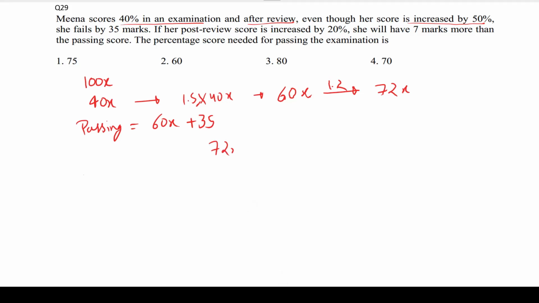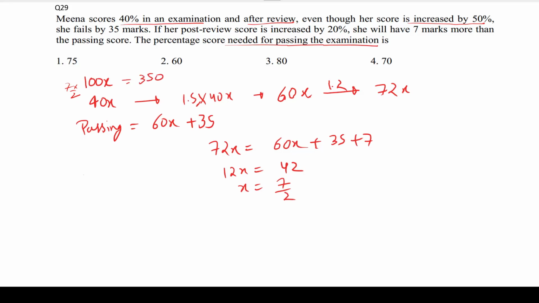This means 72x equals 60x plus 35 plus 7, and this will be 12x equals 42. So this will be equal to 7 by 2. The percentage score needed for passing the examination. So examination marks will be 7 by 2, x is 7 by 2. So this will be 350.